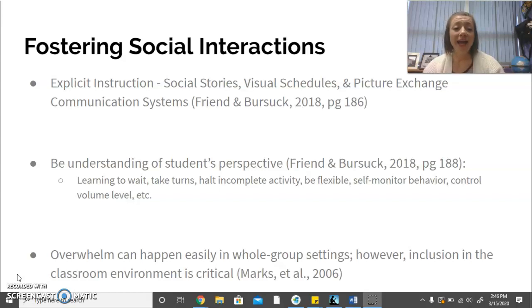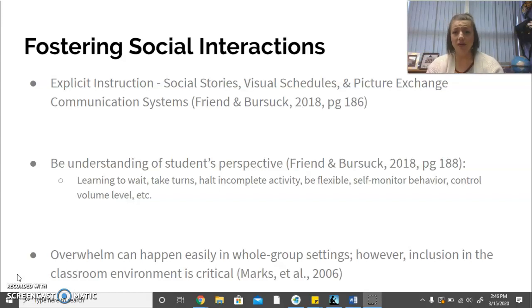Of course, for any student, particularly in lower elementary grades, it's hard for them to get those executive functioning skills. Growing up is hard work. We don't know how to take turns. We don't know how to wait for the next activity or to be flexible or to monitor our own behavior. Students with autism spectrum disorder experience this to an even higher degree.